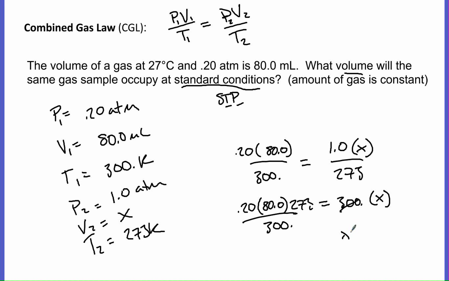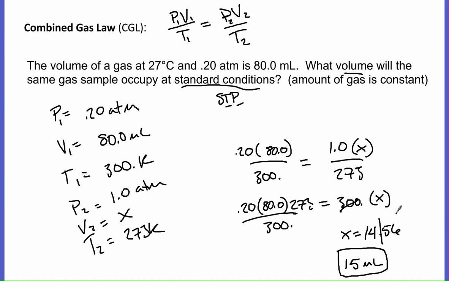In this case, x equals 14.56. And I can only have 2 sig figs in my answer, so I'm going to round that to 15. And since I was looking for a volume, and my initial volume was milliliters, this is also milliliters. So 15 milliliters would be my answer.